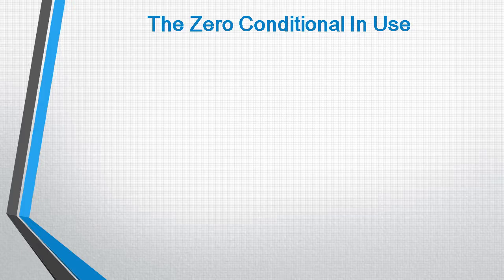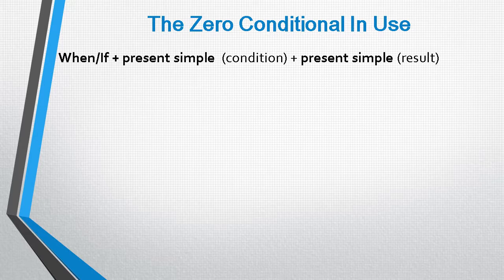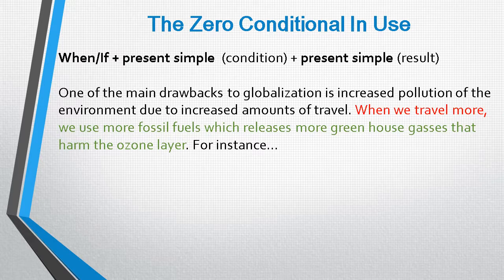Here's a couple of example paragraphs. One of the main drawbacks to globalization is increased pollution of the environment due to increased amounts of travel. When we travel more, we use more fossil fuels, which releases more greenhouse gases that harm the ozone layer. You might then complete that paragraph with an example, but as you can see, the zero conditional sentence supports the main topic sentence really well.